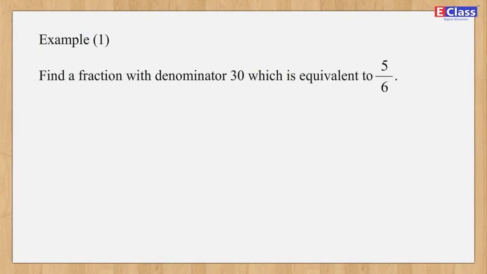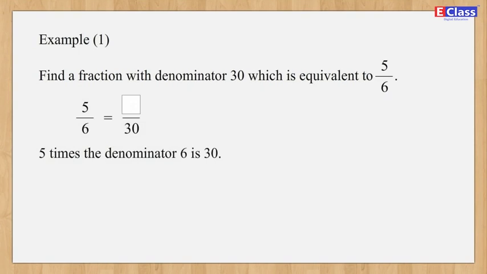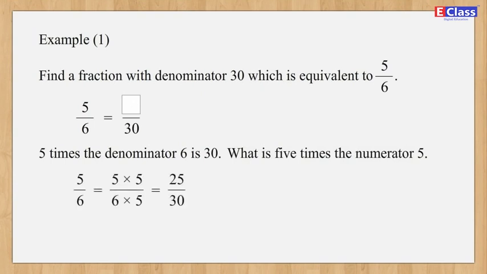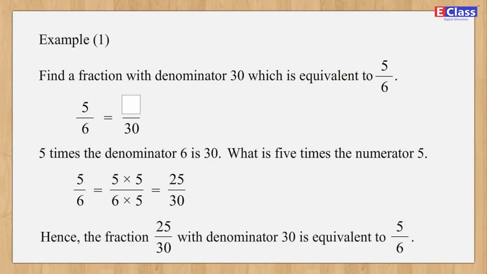Example 1. Find a fraction with denominator 30, which is equivalent to 5 upon 6. 5 upon 6 is equal to empty box upon 30. We must find the right number for the box. Here, 5 times the denominator 6 is 30. What is 5 times the numerator 5? 5 upon 6 is equal to 5 multiplied by 5 upon 6 multiplied by 5, which is equal to 25 upon 30. Hence, the fraction 25 upon 30 with denominator 30 is equivalent to 5 upon 6.